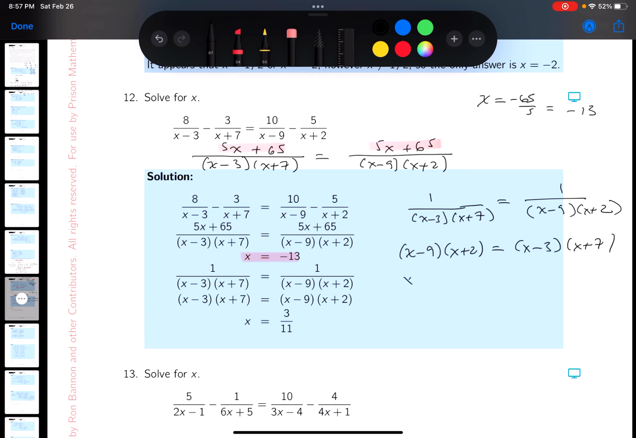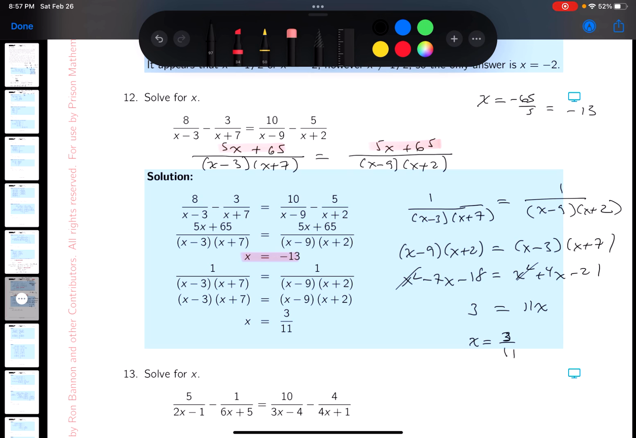And what do you get there? X squared minus 7x plus, minus 18. And you get x squared plus 4x minus 21. What's nice about this, the quadratic is gone, and then you're going to get, let's see, you get 11x. I'm adding 7x to both sides, and then I'm going to add 21 to both sides, and you get 3. So x would equal 3 11ths.